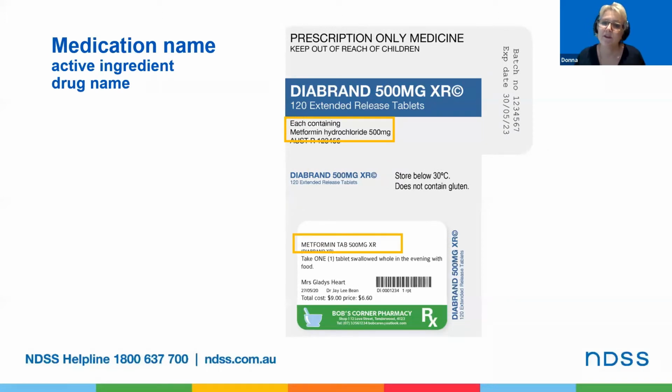The medication name in this example is metformin, and it may also be referred to as the drug name or the active ingredient. Metformin is generally the first medication that's used in type 2 diabetes, and it's very common. And you'll find the drug name both on the manufacturer's box and bottle and on the pharmacy label as highlighted here.